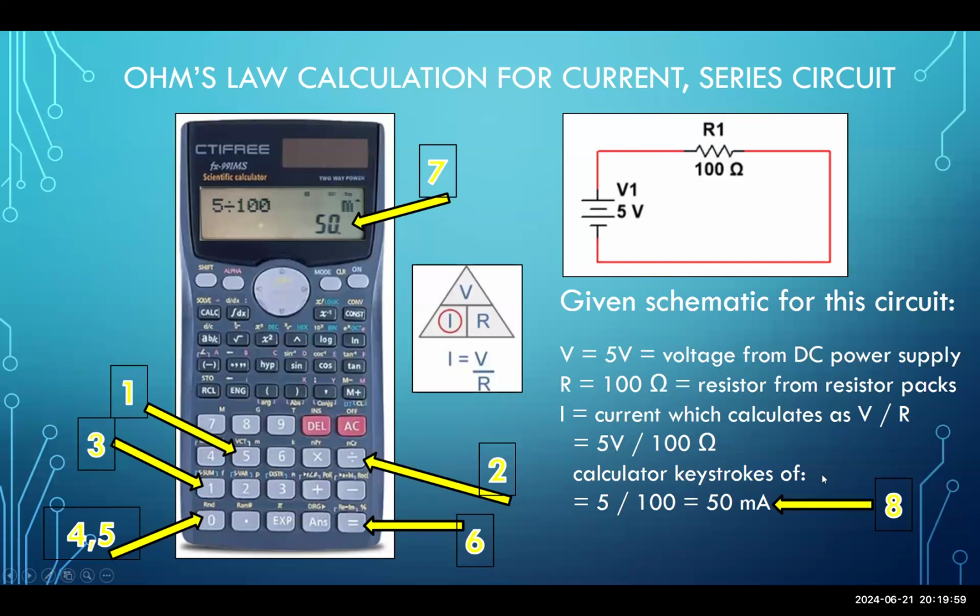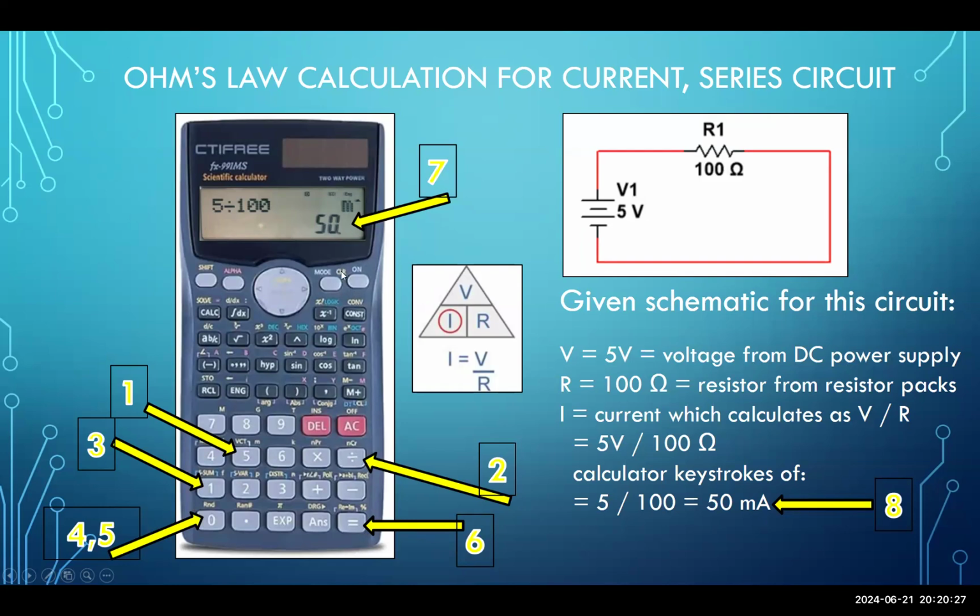And the calculator keystrokes work out to be 5 divided by 100, and this is equal to 50 milliamps. If you use the designated calculator, the very first button you press is 5. The second button you press is divide. The third button you press is the 1. The fourth and fifth buttons, because there are 2 zeros for 100, you press 0, 0. And then step number 6, you press the equal key.